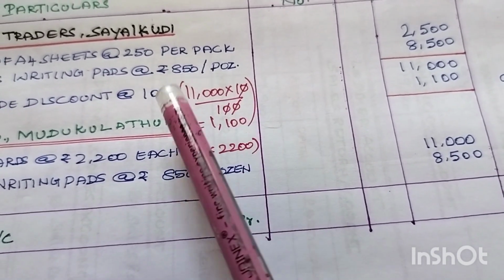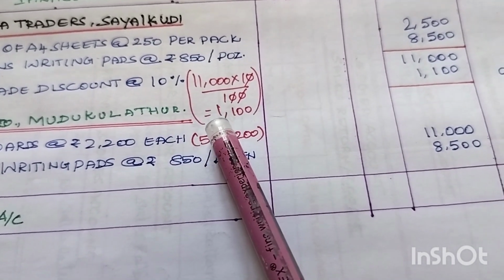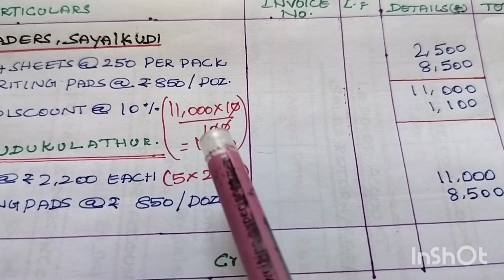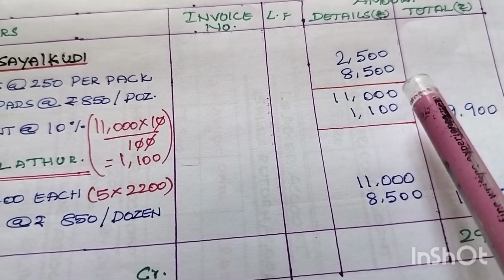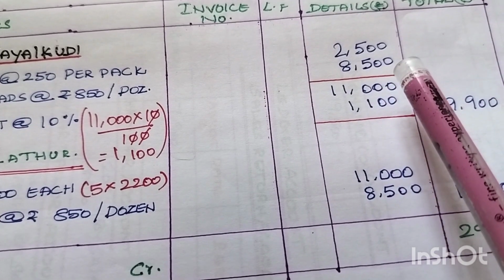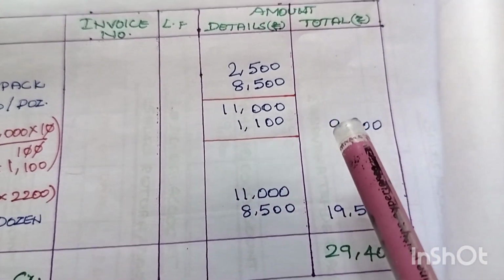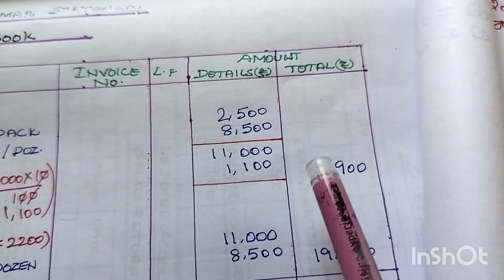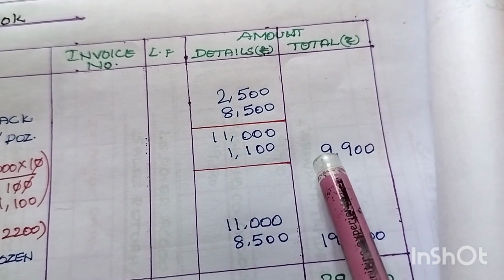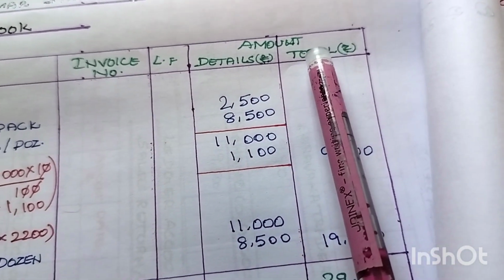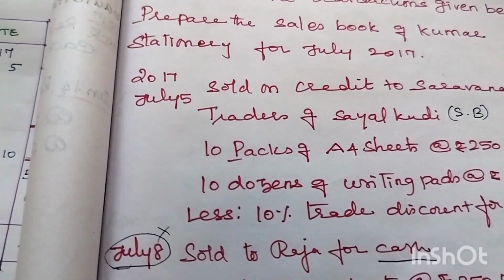10 by 100. So 11,000 into 10 by 100, you will get 1,100 rupees. That 1,100 rupees you have to enter into the details column. Then you have to deduct that 1,100 rupees from 11,000. You will get 9,900, which is the total amount after deducting the 10% discount. That total amount you have to enter into the total column. So the first transaction is entered into the sales book.